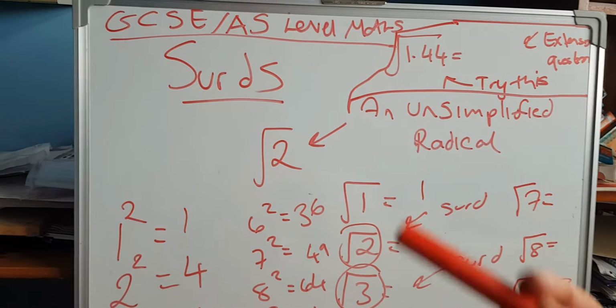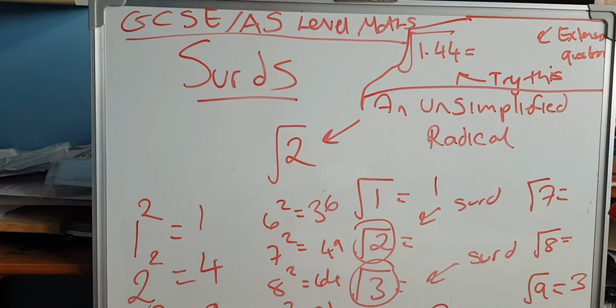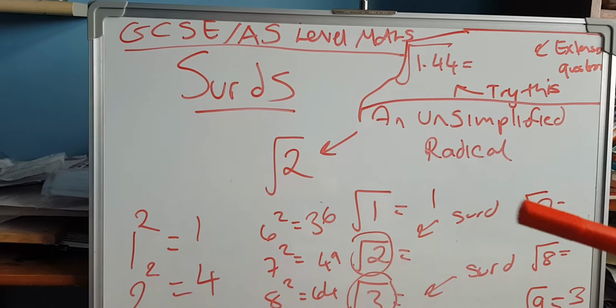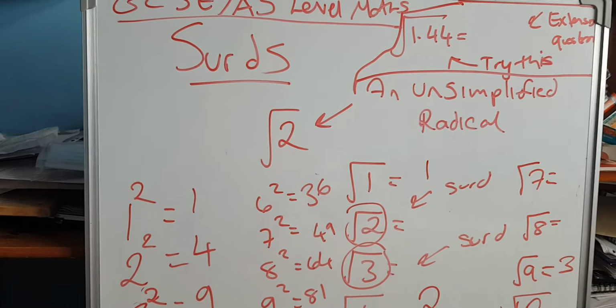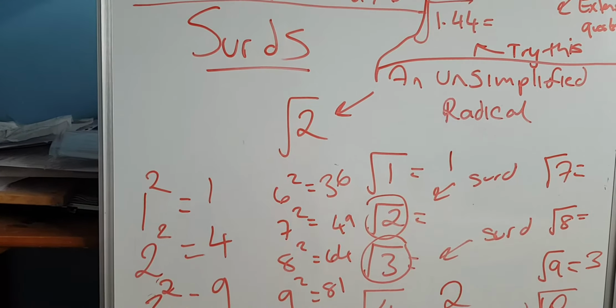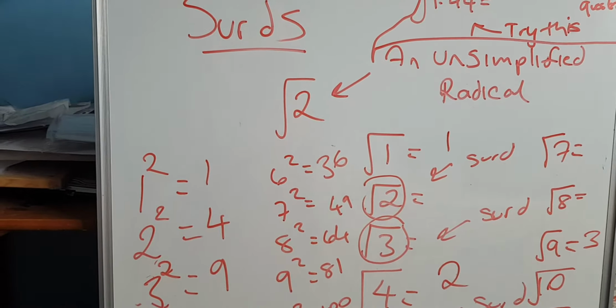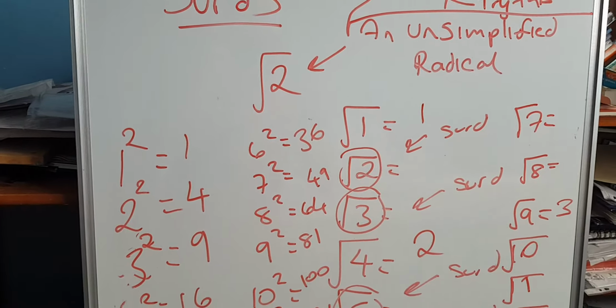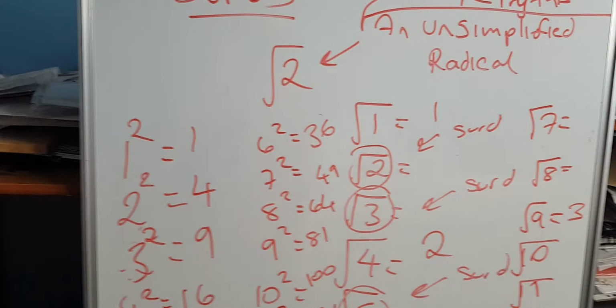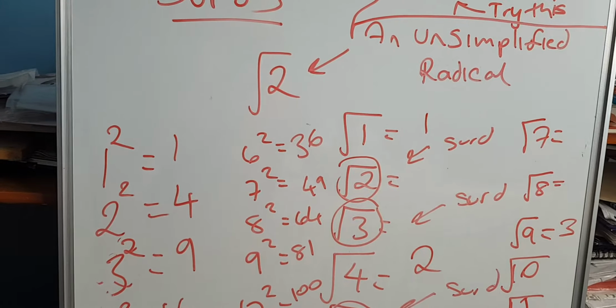A surd, by definition, is what I call an unsimplified radical. That just means the square root of a number that does not give me a whole number answer. So the square root of 2 is a surd. The square root of 0 is not a surd. The square root of 1 is not a surd. This requires our knowledge of square numbers.